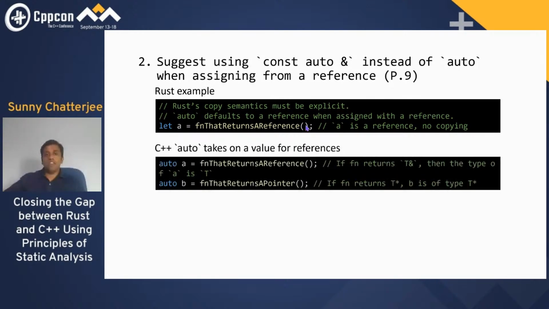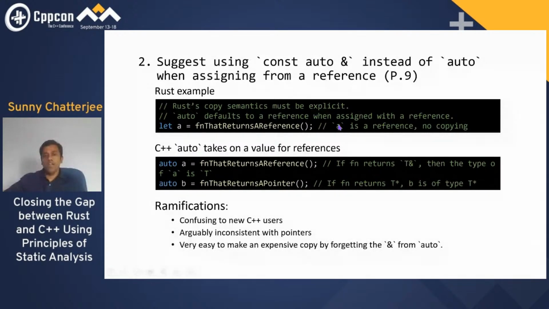However, in C++, if you use an auto keyword on a value, and you assign it from a function that returns a reference, then there is an implicit copy happening from that reference to that object type. This is different than if the function returns a pointer, where the auto variable does get the type of the pointer. So some of the ramifications of this is it can be confusing to new C++ users. It's arguably inconsistent with pointers. And it's easy to make an expensive copy by forgetting the reference on the auto.